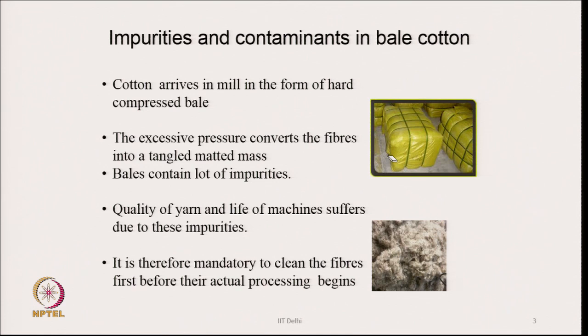See, these are first of all covered by a sheet and then wrapped by some tapes, because the bale has to be transported, or the cotton has to be transported, from field to the mills. So, fields are somewhere else. The cotton goes from field to the ginners first.